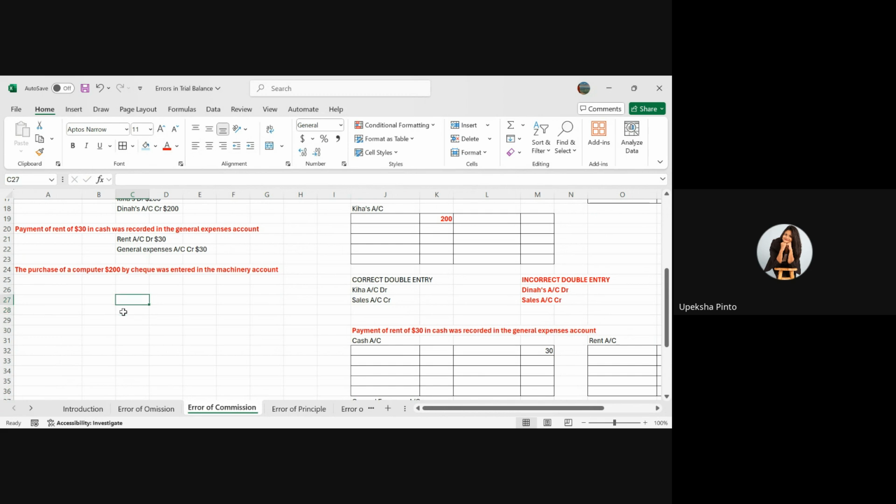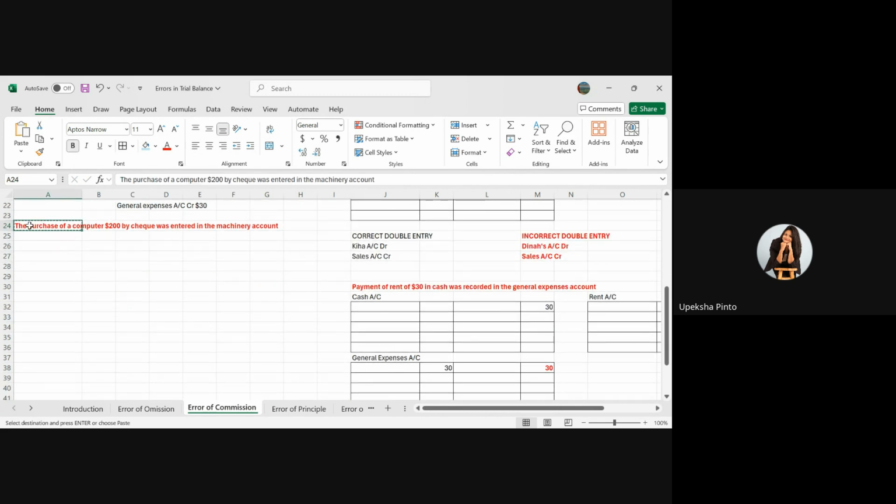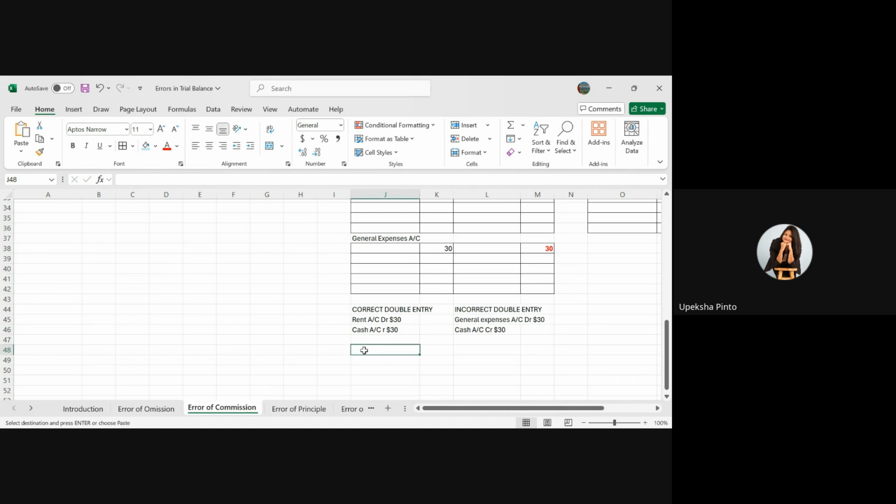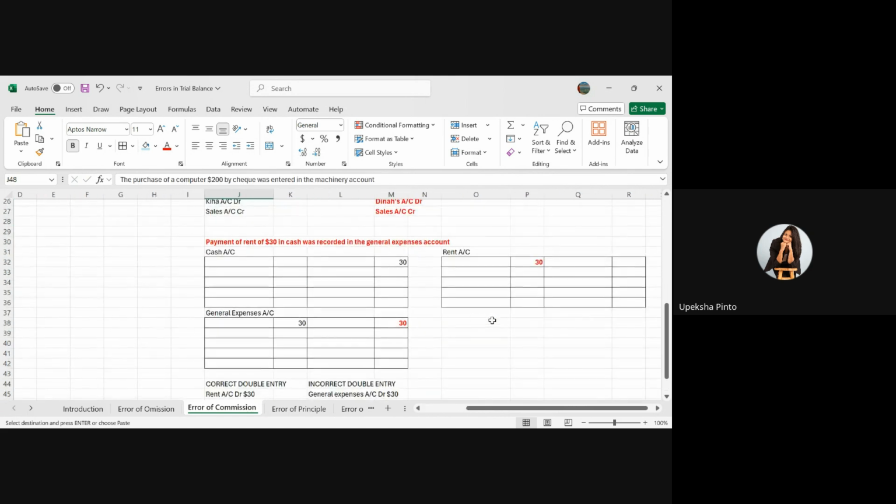Then the purchase of a computer, $200 by check, was entered in the machinery account, right? This is again a mistake because both are non-current assets, so same category, but they are different non-current assets. Instead of putting it under the computer equipment, you have incorrectly put it under machinery. So we'll try to correct this also, right? So I'll bring the question here. And then I have 3 accounts.